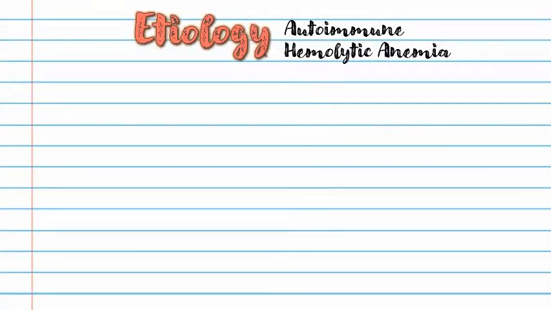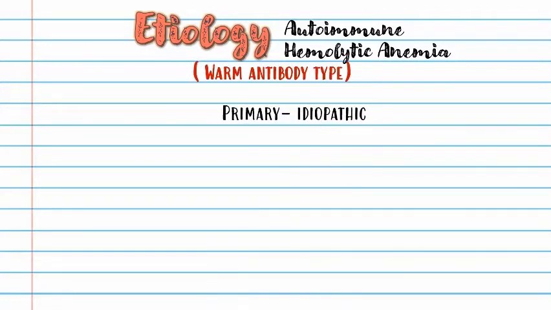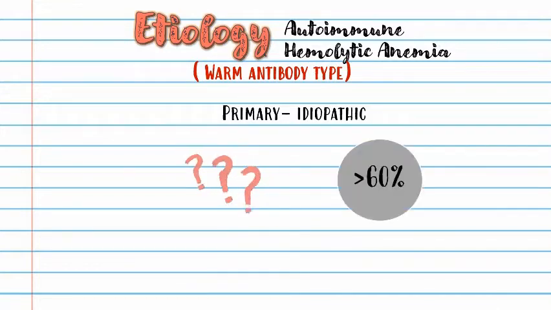Now we go to the etiology of the first type of autoimmune hemolytic anemia, which is the warm antibody type. For the primary form of this type, the cause is idiopathic, which means that this condition arises spontaneously or the cause is unknown. This accounts for more than 60% of total cases worldwide.